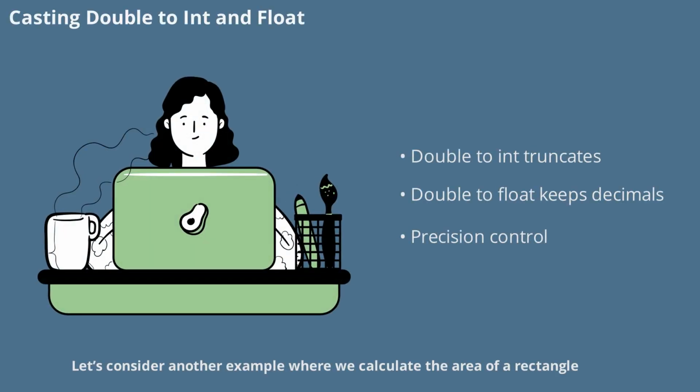Let's consider another example where we calculate the area of a rectangle. The length and breadth are stored as double values. By casting the double to int, we get an area value that is truncated to an integer. By casting to float, we retain the decimal precision. This demonstrates how explicit casting allows you to choose the level of precision you need for your calculations, making your programs more flexible and accurate.